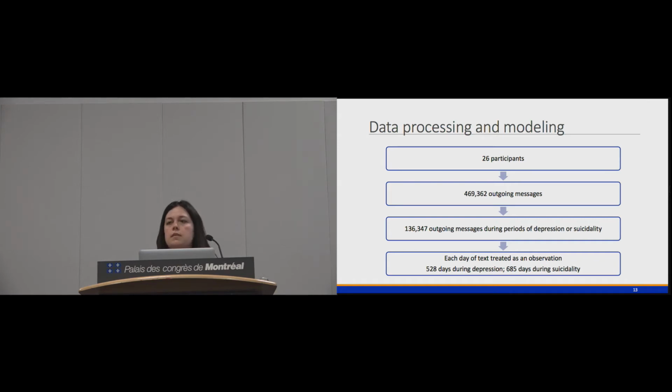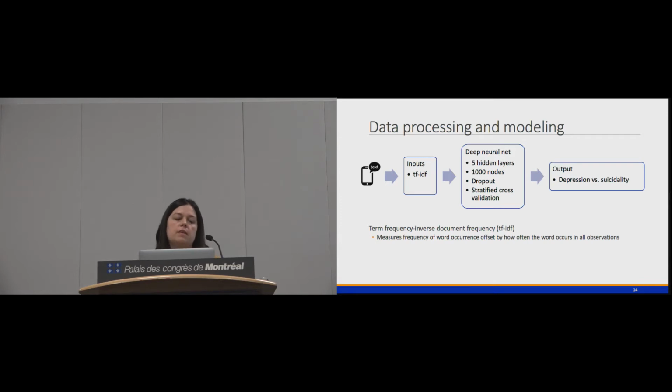We then took the text messages and rolled them up into daily increments. So that means any message that occurred in a day gets rolled up into one observation. So that leaves us with 528 observations or days of depression and 685 observations or days of suicidality.